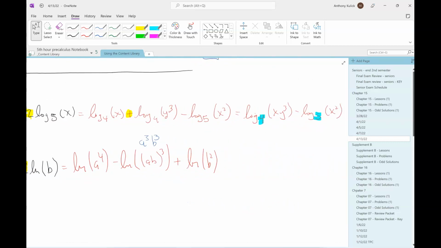Okay. Next thing up is looking for what? Product properties. Very good. Do you guys see a product property here? What are we looking for in product properties? Addition. Do we see addition? Yes. Okay. What 2 logarithms does the product property apply to? It's actually those 2.